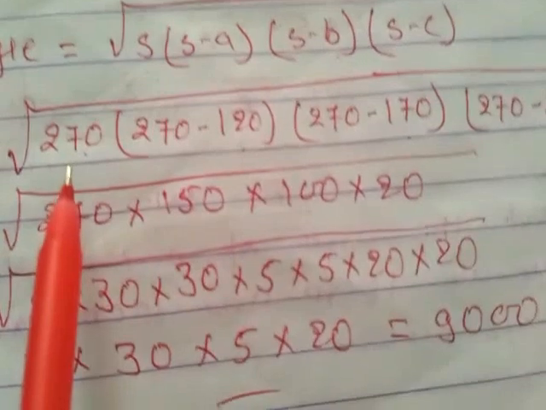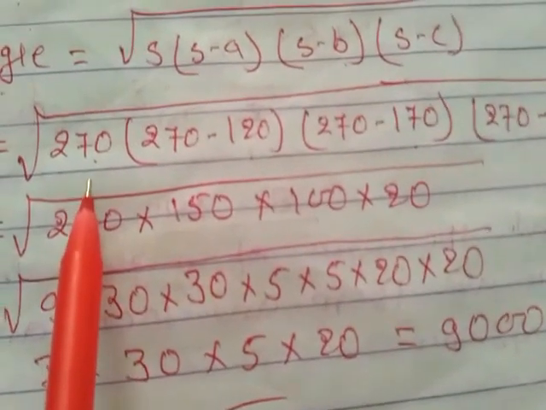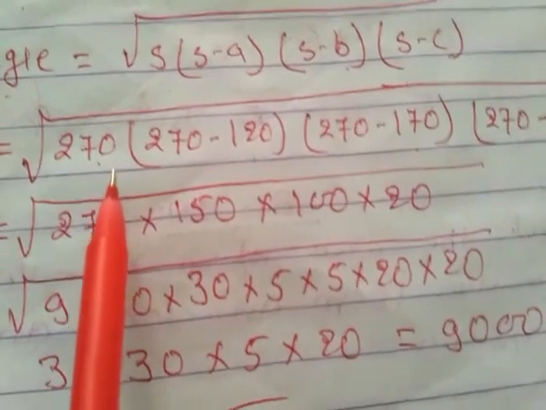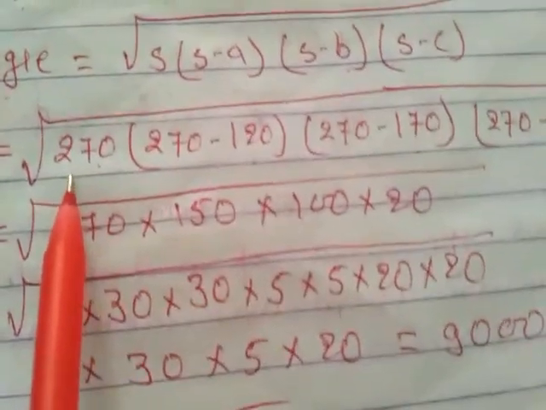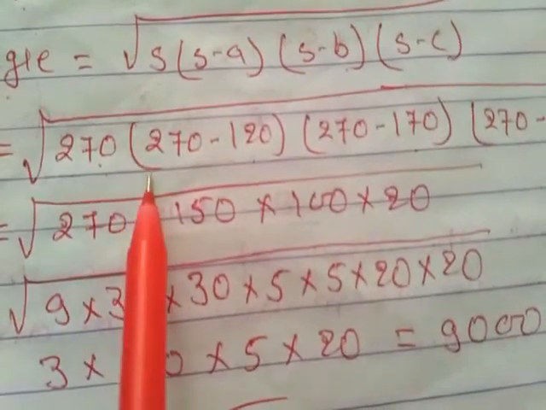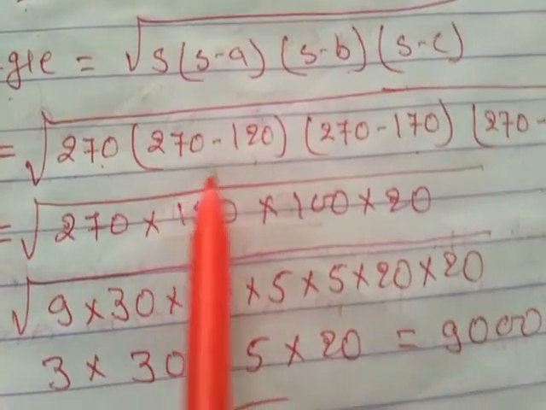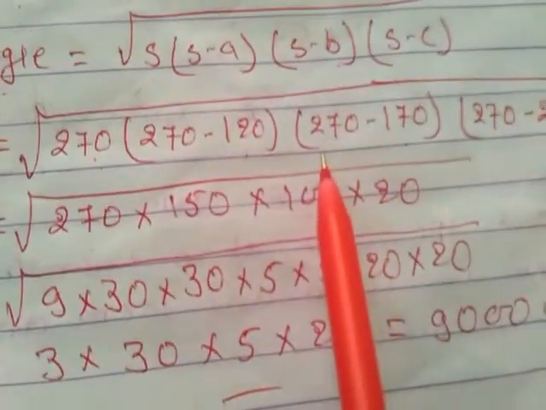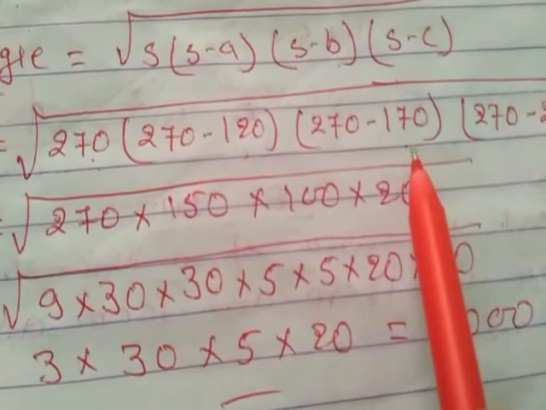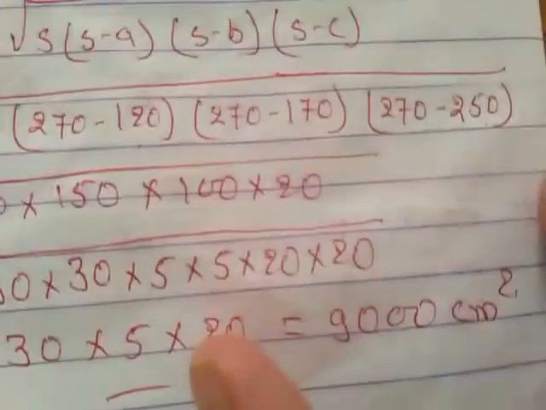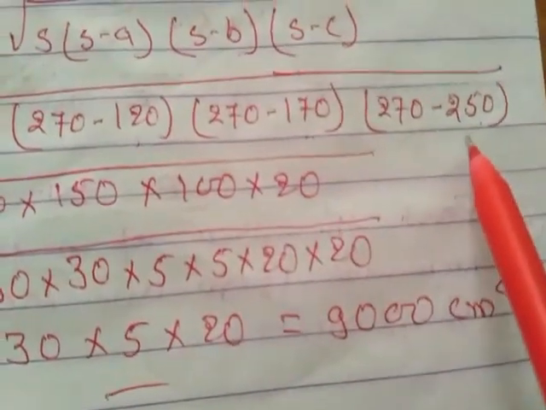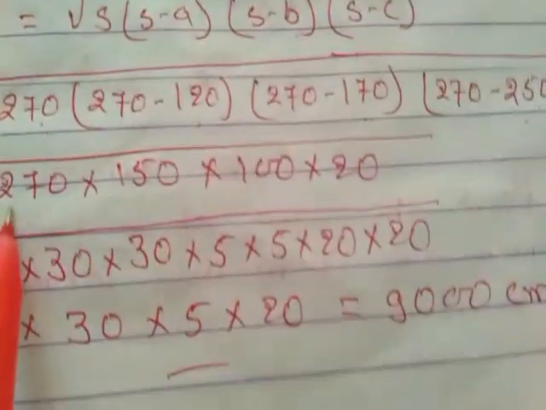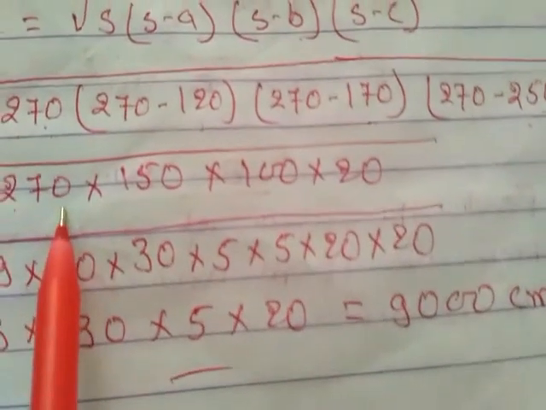Now our next question is question number 6. Question number 6 says that an isosceles triangle has perimeter 30 centimeter and each of the equal sides is 12 centimeter. Find the area of the triangle.